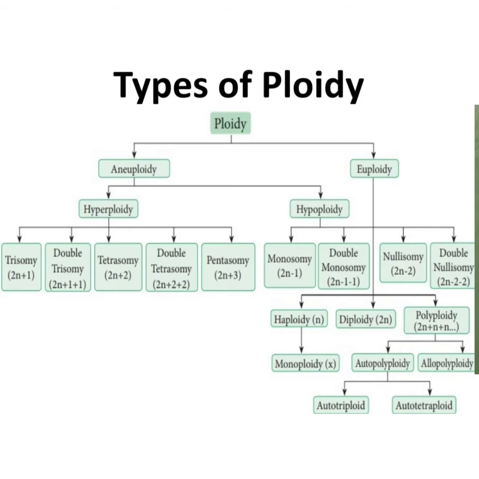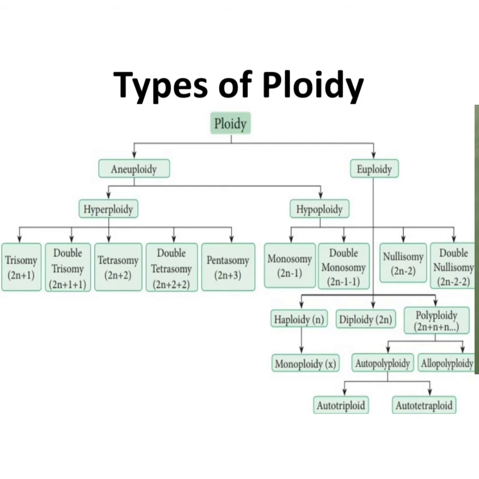Hyperploidy is trisomy 2n plus 1, double trisomy 2n plus 1 plus 1, tetrasomy 2n plus 2, double tetrasomy 2n plus 2 plus 2, and pentasomy 2n plus 3. Hypoploidy may be monosomy 2n minus 1, double monosomy 2n minus 1 minus 1, nullisomy 2n minus 2, double nullisomy 2n minus 2 minus 2.